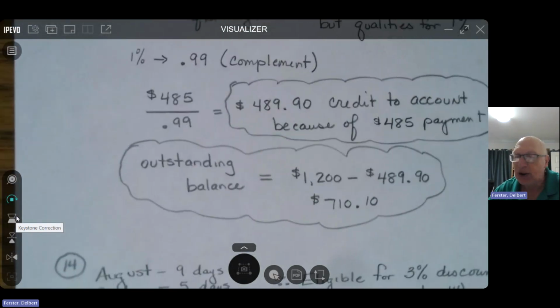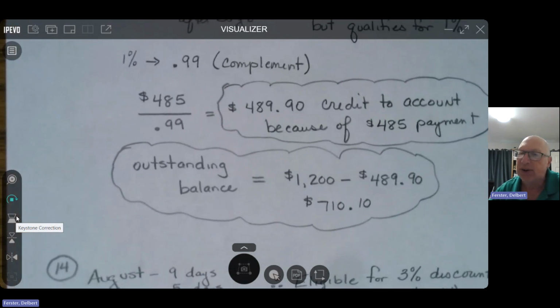The problem then asks us to figure out what his outstanding balance is after he's paid that partial payment. If you remember, his outstanding balance to start with was $1,200. But he was able to get some of a discount, and that was $489.90. Even though his payment was only $485, it counted for $489.90 of what he owed. So his outstanding balance is the difference. He still owes $710.10. And that's our final answer for problem 13.